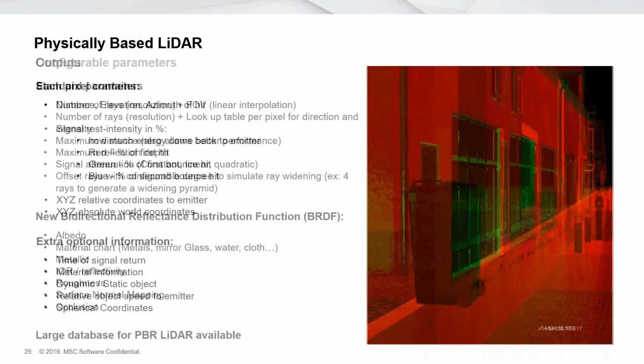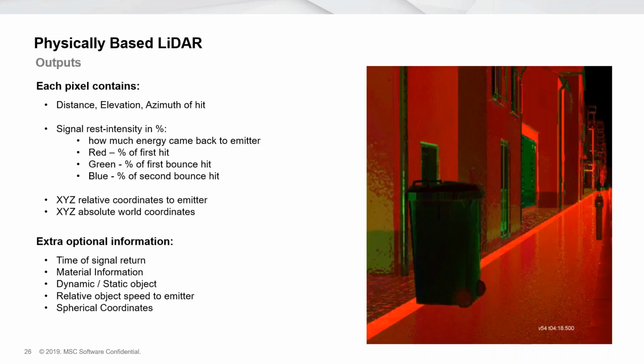As an output of your LiDAR, you can have different outputs, but you will probably take the distance, the elevation, the azimuth of the hit. All these outputs of the simulation will go into your LiDAR, so that you can test the detection and classification of the object based on this information. So distance, elevation, azimuth. You can also have the intensity of each hit, the coordinates, and even more options like time of signal return, whether the object was static or dynamic, and any kind of other information.